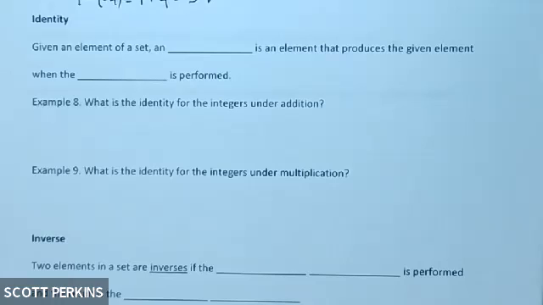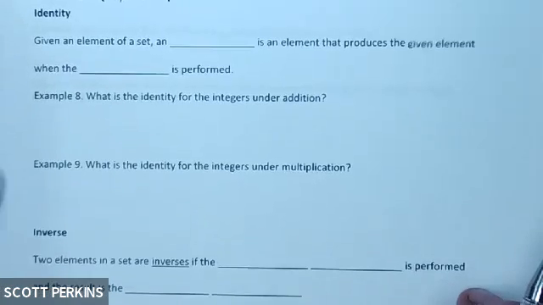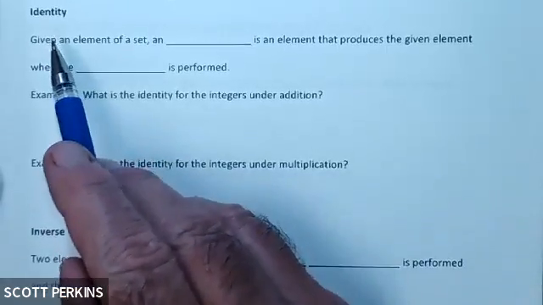Okay, the identity. This is the 4th of the 5 properties that we're going to talk about. So we did the commutative property: I can change the order of 2 elements. The associative property: I can change the grouping of 3 elements. And then closure: when I do the operation on any 2 elements, I always get another element in the set. So the identity is the 4th one.